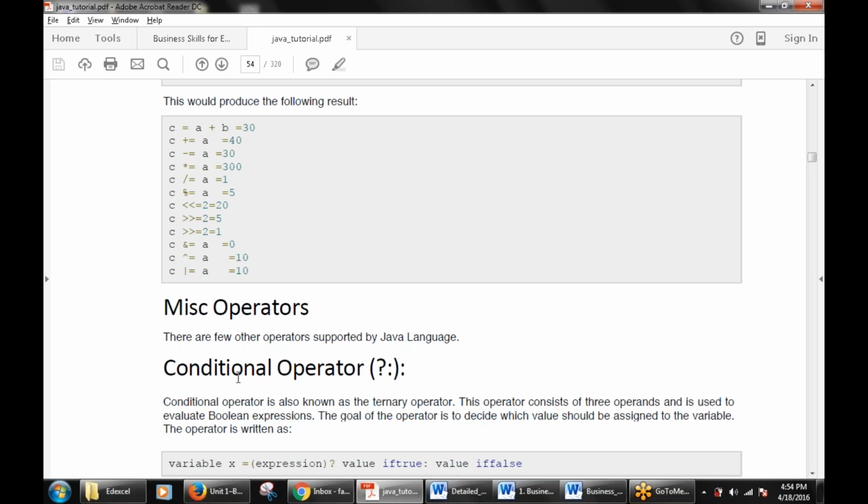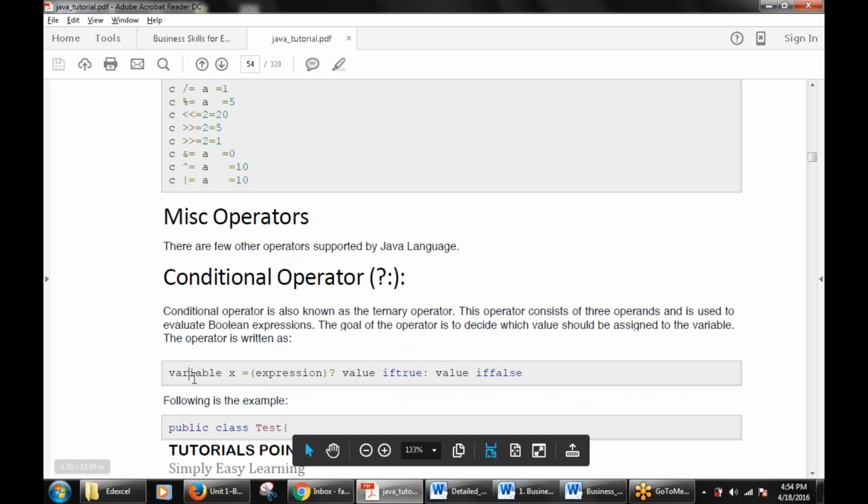This operator consists of three operands and it is used to evaluate and process Boolean expressions. And the goal of the operator is to decide which value should be assigned to the variable. So what are the various values that will be assigned to the variable? That is the main goal.